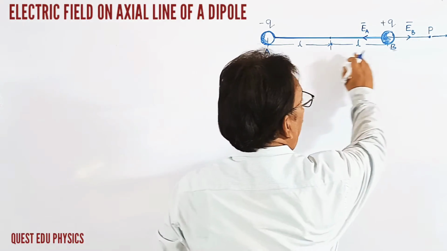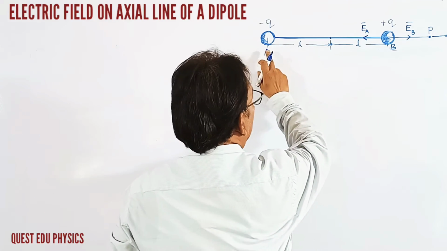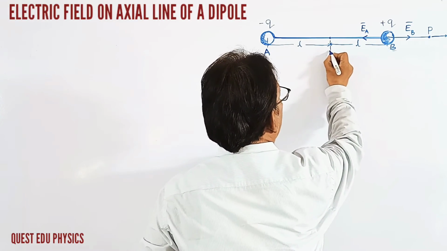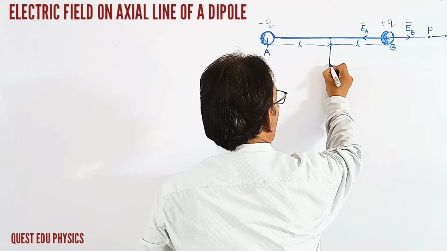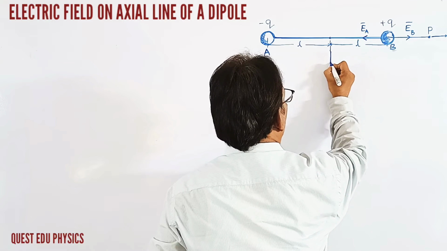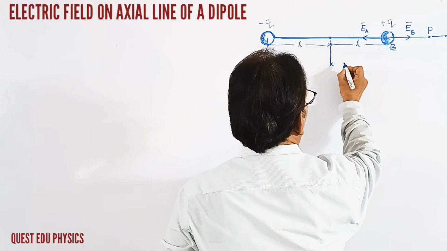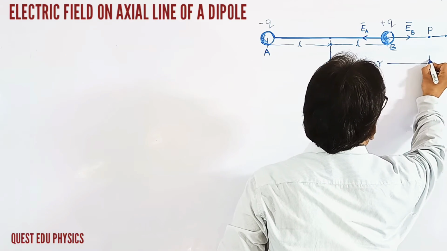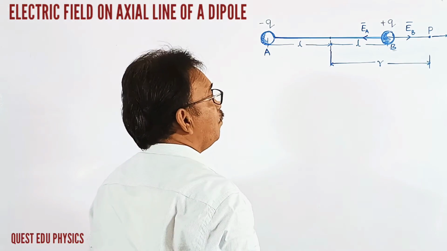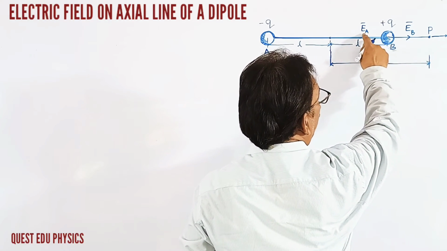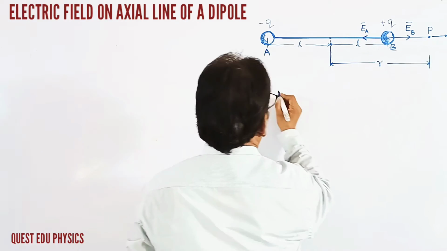Here, it is the distance between the first charge A to B. Okay, students, let's say the point P is situated at a distance of R from the center of the dipole. Take it as R, students. Then we have to measure the electric field intensity. What I told you, it is EA at this point.